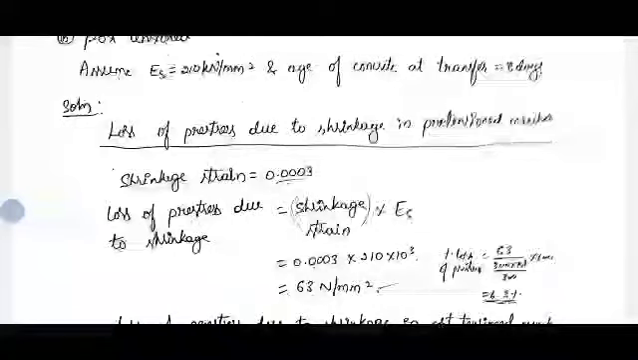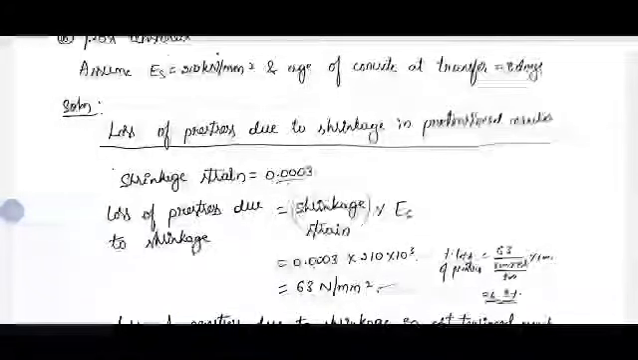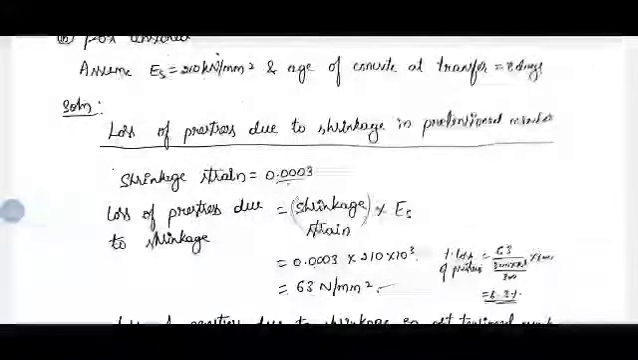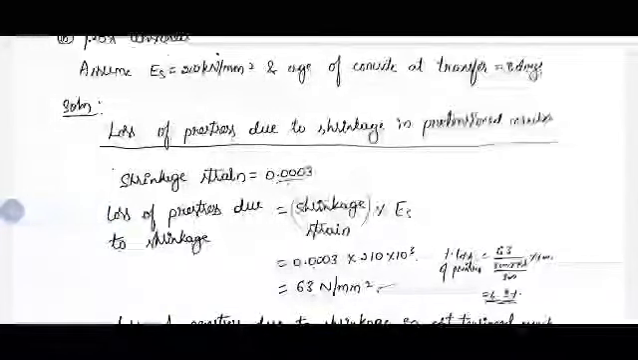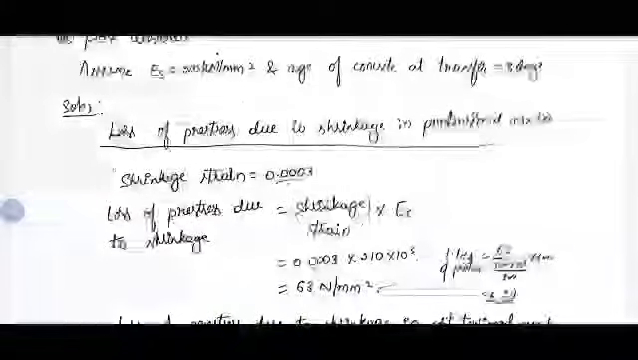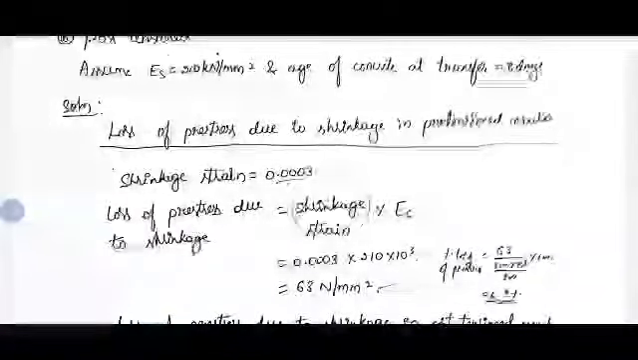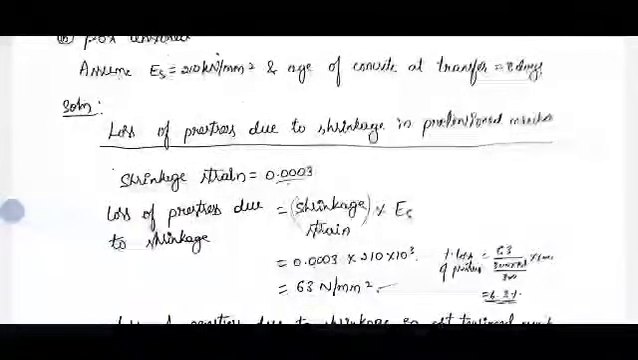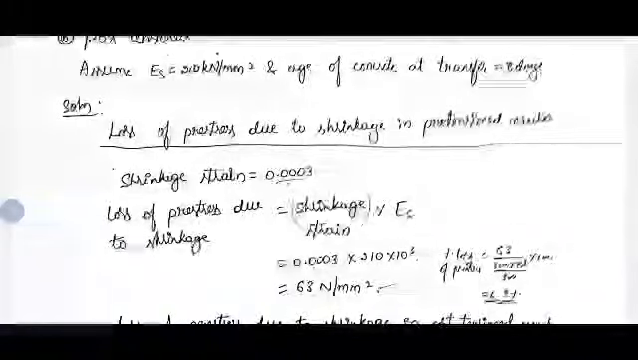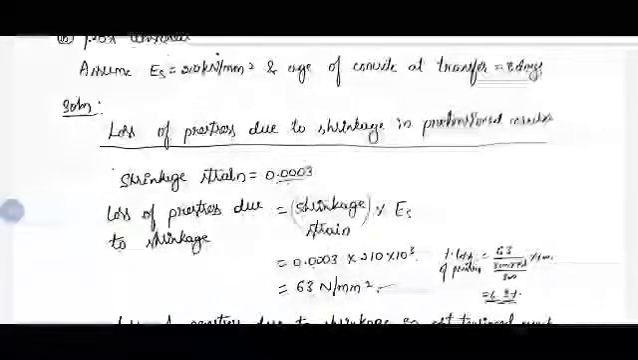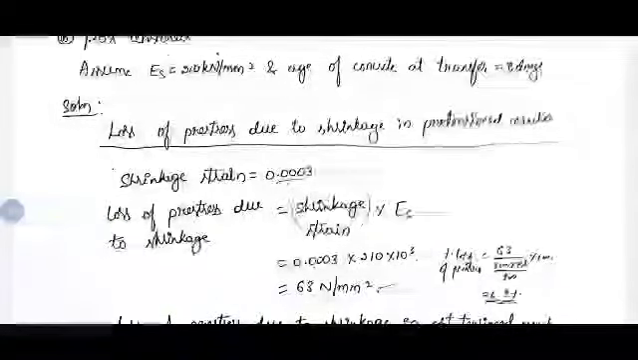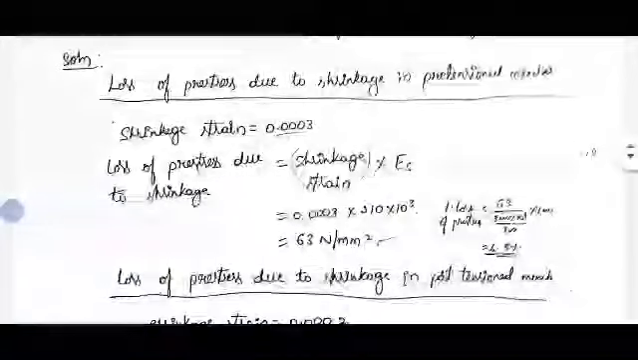Loss of prestress due to shrinkage in pretensioned member. So by using the IS 1343 code book, you can get the shrinkage strain value for pretension member, that is 0.0003. So loss due to shrinkage is shrinkage strain into Young's modulus of steel. So by substituting we will get 63 Newton per mm square.